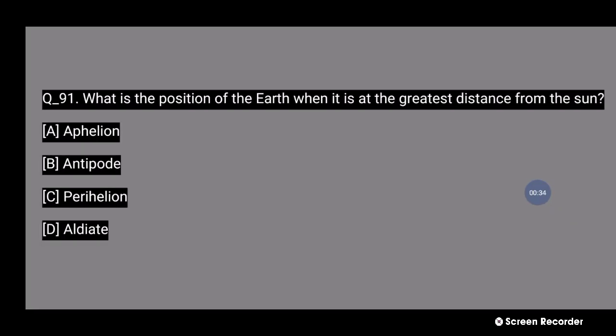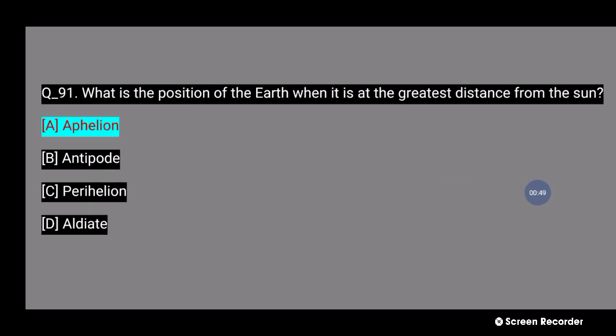Question 91, কি বলছে, what is the position of the earth when it is at the greatest distance from the sun? এই চারটি অপশনের মধ্যে কোনটি হবে? Number A, aphelion. This is the position of the earth when it is the greatest distance from the sun.